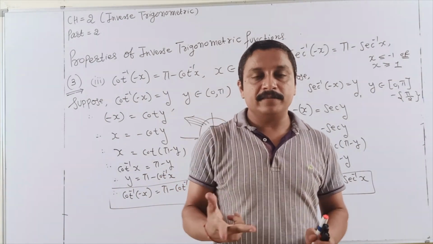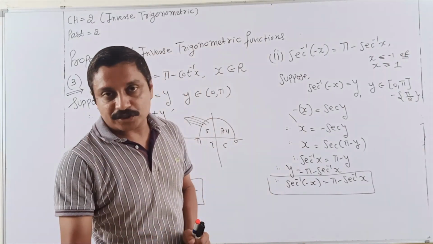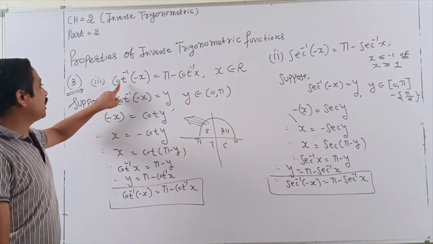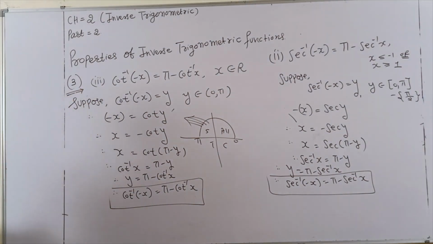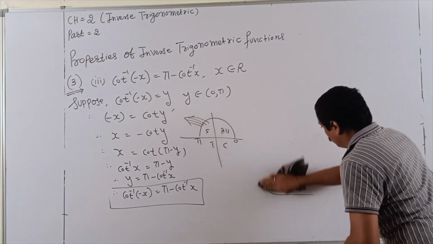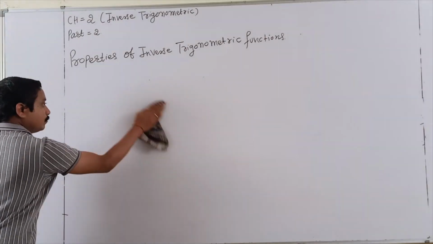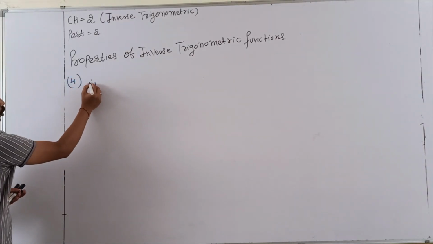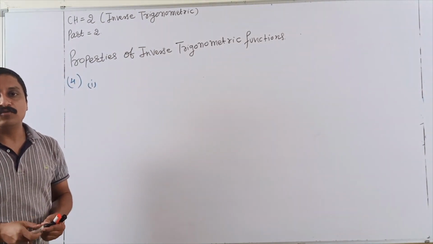Finally, property number 2 has the three numericals related to sin inverse, tan inverse and cosec inverse minus x. And these are cos inverse minus x, sec inverse minus x and, students, cot inverse minus x. Now I go to property number 4. Fourth property: there are a total of three cases. So one by one, I explain property number 4.